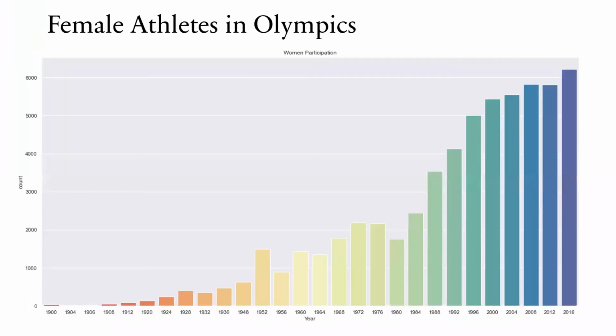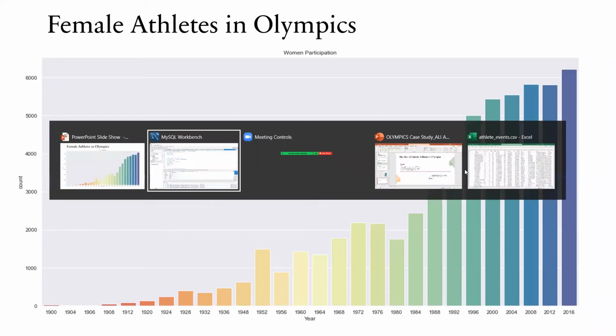Moving forward to women's participation in Olympics. In this bar chart, we can see that in the year 1900, women's participation was very low as compared to the year 2016, where more than 6,000 women participated. For this bar chart, I will demonstrate a specific query.